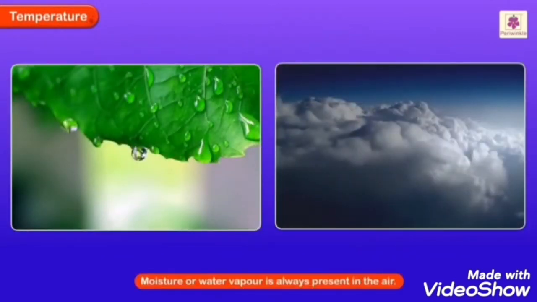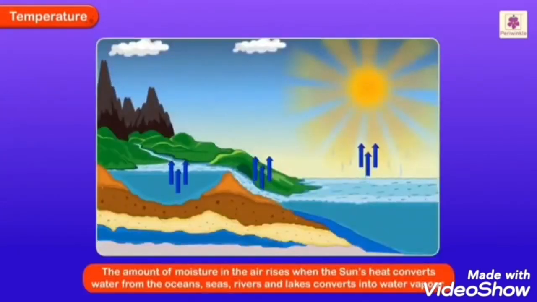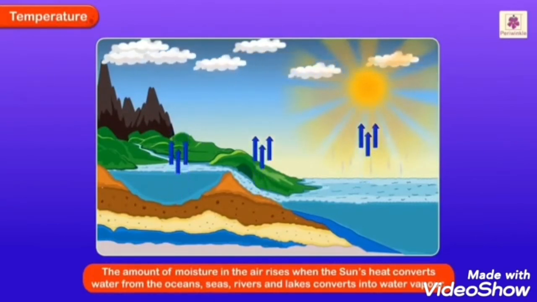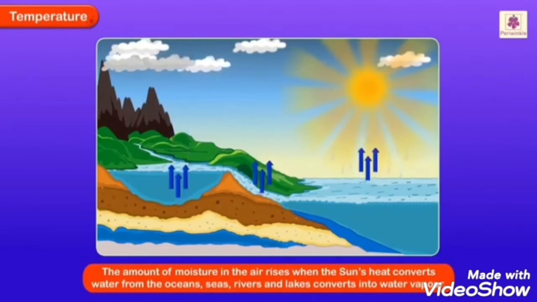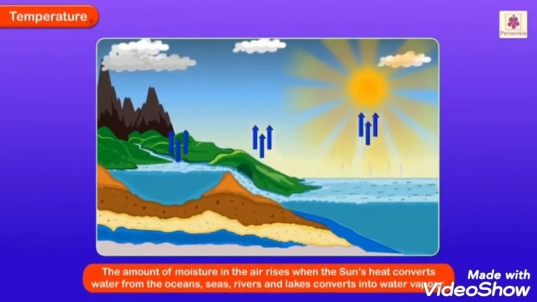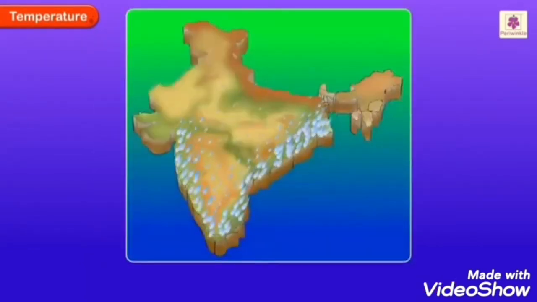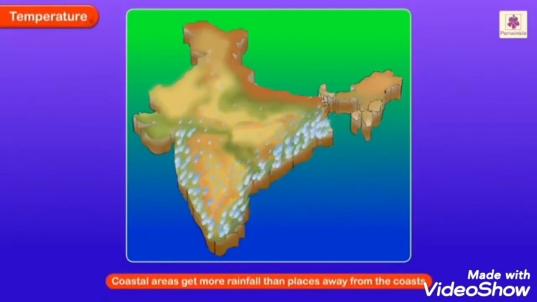Moisture or water vapor is always present in the air. The amount of moisture in the air rises when the sun's heat converts water from the oceans, seas, rivers, and lakes into water vapor. This is the reason why coastal areas get more rainfall than places away from the coast.